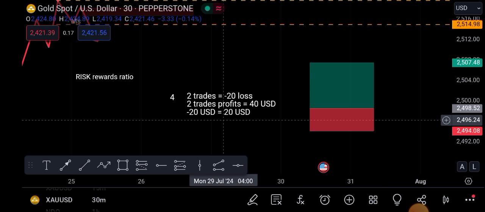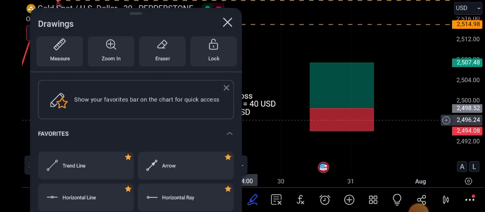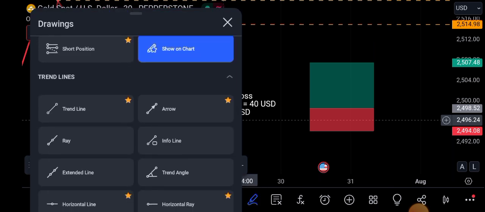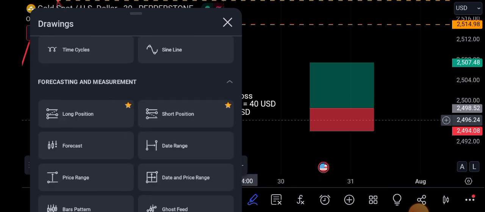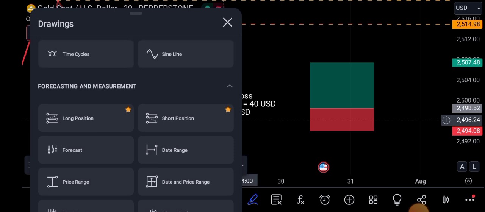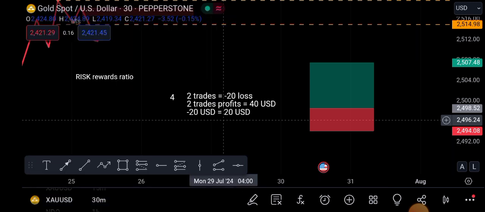Also, about checking risk reward ratio, what you have to know is that whenever you want to enter a trade, you have to check your risk reward ratio, maybe making use of this indicator. You can just find it in your TradingView. If you look down, you can see it, I think it is around here, under forecasting and measurement. Just put it in your favorites so that it will be available for you to make use of.